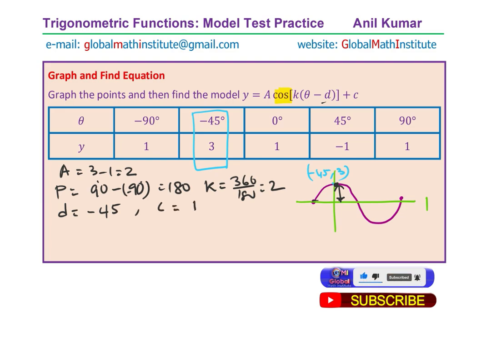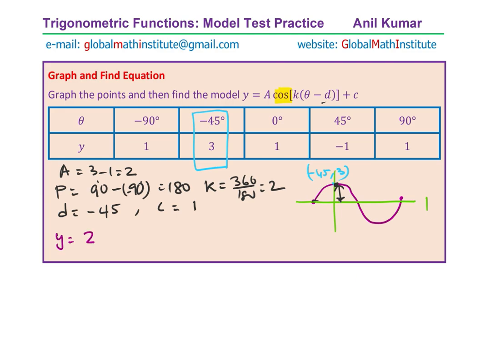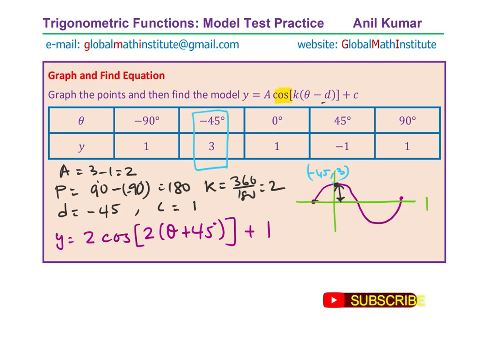Therefore, we can write down this equation as y equals 2 cos(2(theta plus 45)) plus 1, since minus 45 becomes plus 45, and c has moved up by 1 unit. Does it make sense? So for the same wave, you can write both sine or cosine waves. That is how we could do it. This is a good explanation.